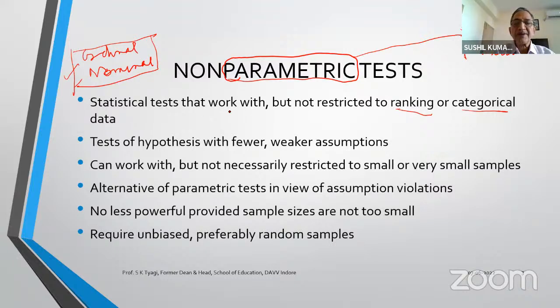So non-parametric tests can be used on any scale: nominal, ordinal, interval, or ratio, depending upon the test. Some require at least an ordinal scale, and some other tests require a nominal scale. For example, this particular test requires at least an ordinal scale.